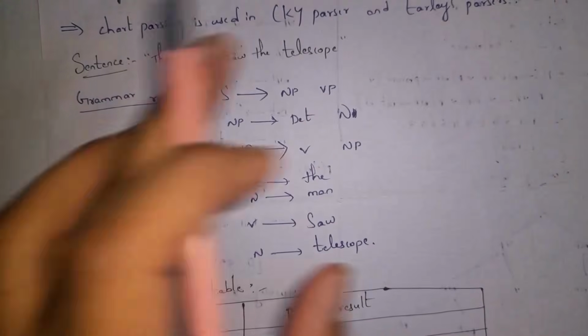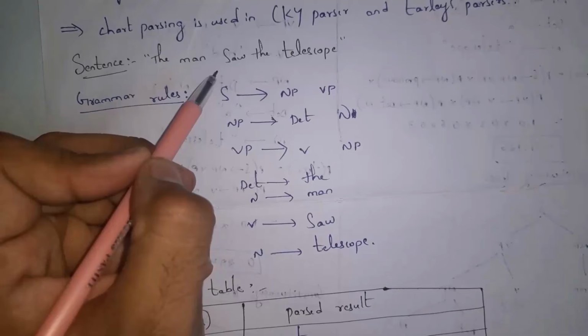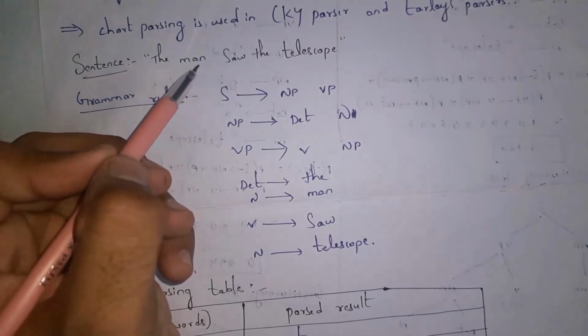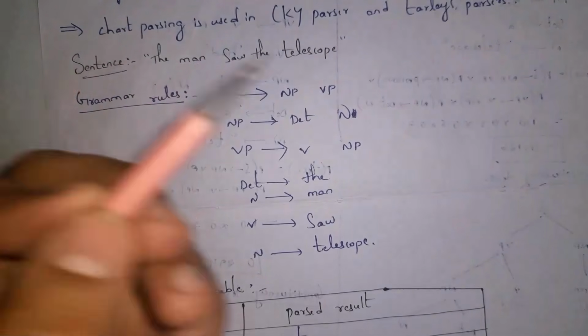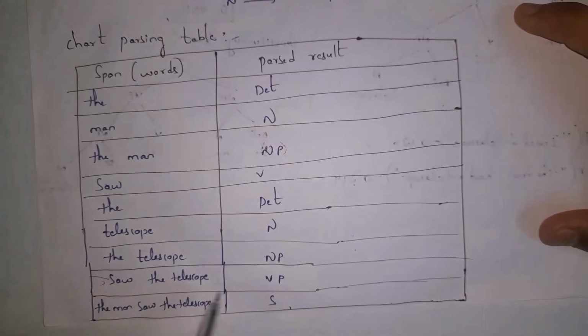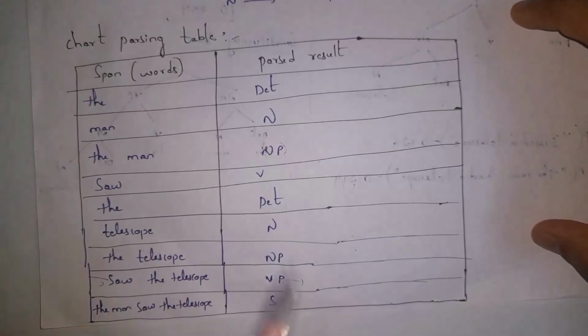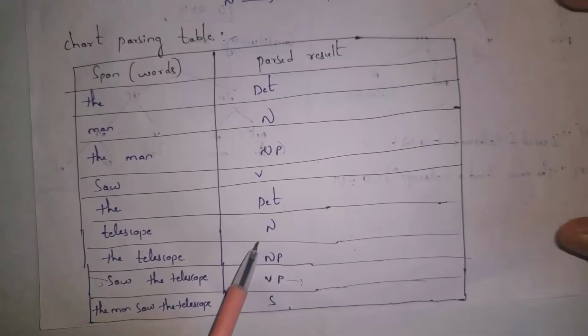The man saw the telescope. For example, next time I get the sentence "saw the telescope." Instead of finding grammar rules for this complete sentence again, we can simply check this table and find the grammar rules. For "saw the telescope," saw is verb, the is determinant, telescope is noun. Like that, we can find grammar rules instead of finding them again. This is all about chart parsing.